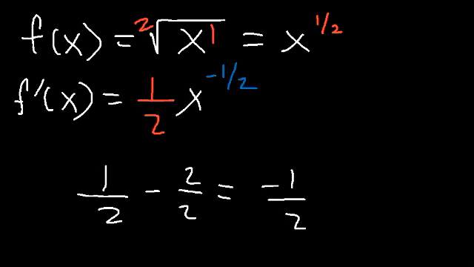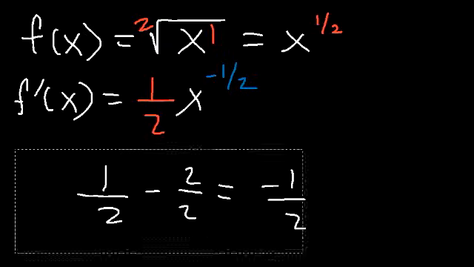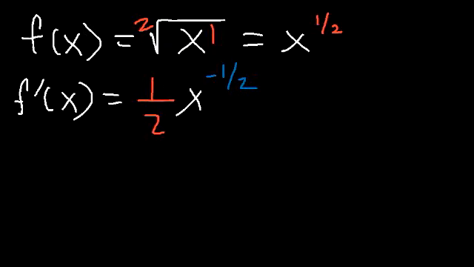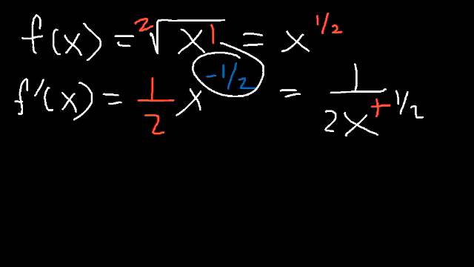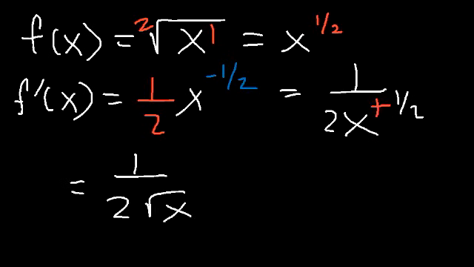So that's the first derivative, but we can rewrite it. We can bring the x to the bottom, so it's going to be 1 over 2x to the positive 1/2. Don't forget to change the sign. Now, if we want to, we can convert x to the 1/2 to a radical. x to the 1/2 is the same as the square root of x. Typically, you can leave your answer in this form or in this form.